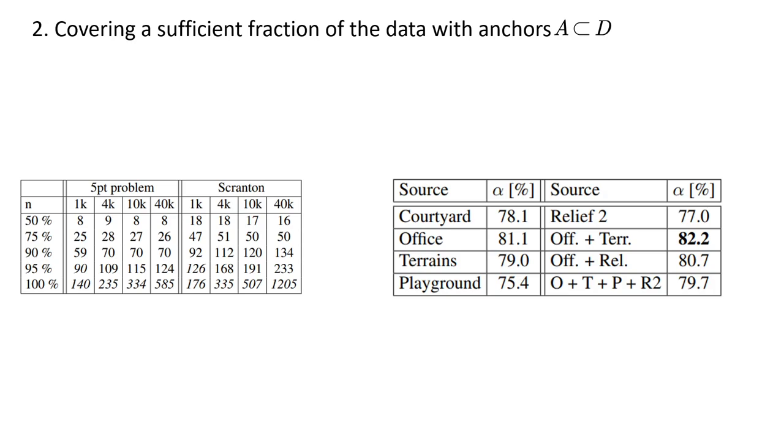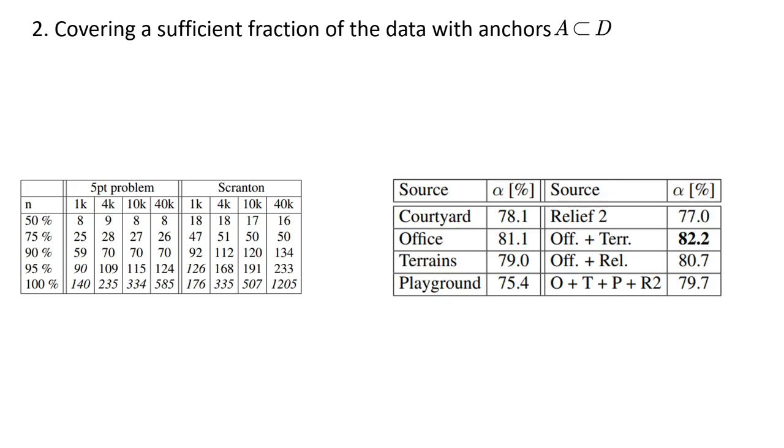And the second step of the offline training stage is covering a sufficient fraction of the data with anchors A. The goal is to find a small set A of starting PS pairs. This is also the set of anchors. The first table shows the number of anchors we obtained. To select anchors A, we use a greedy proxy to replace the NP-hard problem.